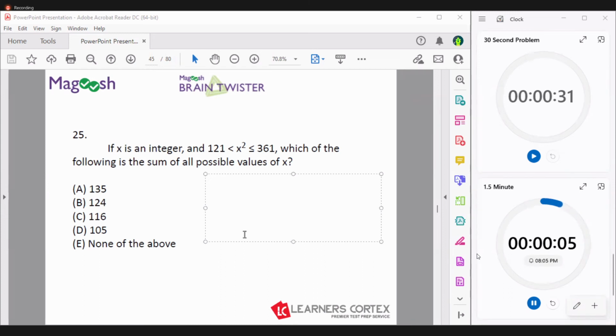Pratisha, would you like to? It's given x square is greater than 121. Just a second. Sorry. Go on. So x will be greater than 11, and it's given that 361 is greater than or equal to x square. So 19 will be greater than or equal to x, because 361 is the square of 19. Right. So if we add from 12 to 19, we get 124.